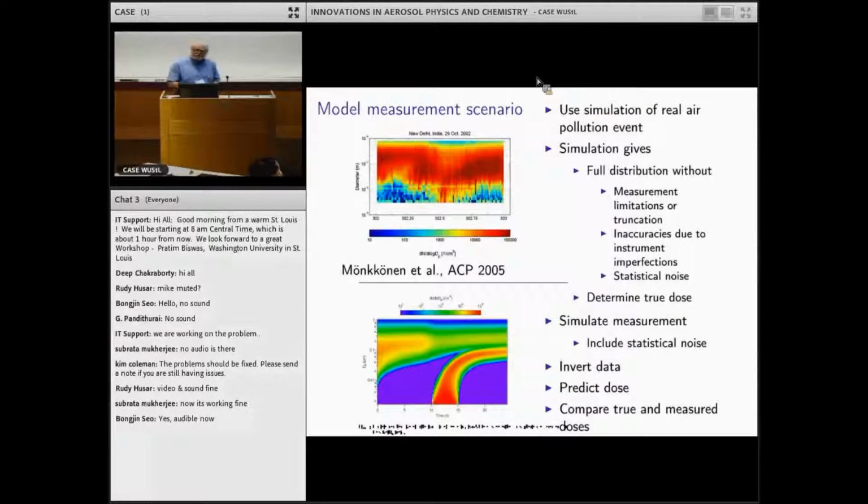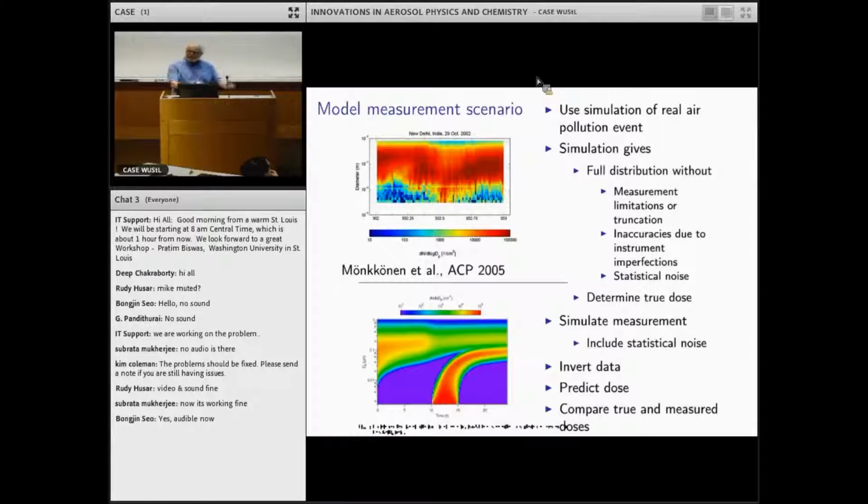Now, to take a test case, we've taken an air pollution episode. We took one of the most polluted cities in the world, New Delhi. This is some data looking at fine particles from New Delhi from Mönkkönen et al. This is a simulation of that same data. Why do we use a simulation? Well, the measured data is biased by the fact that the measurements don't capture everything. So here we're modeling the whole aerosol. We don't have any instrumental biases in the data.